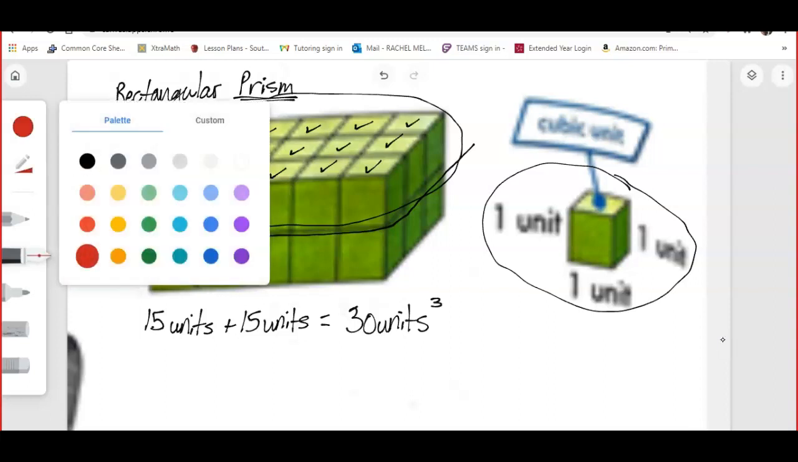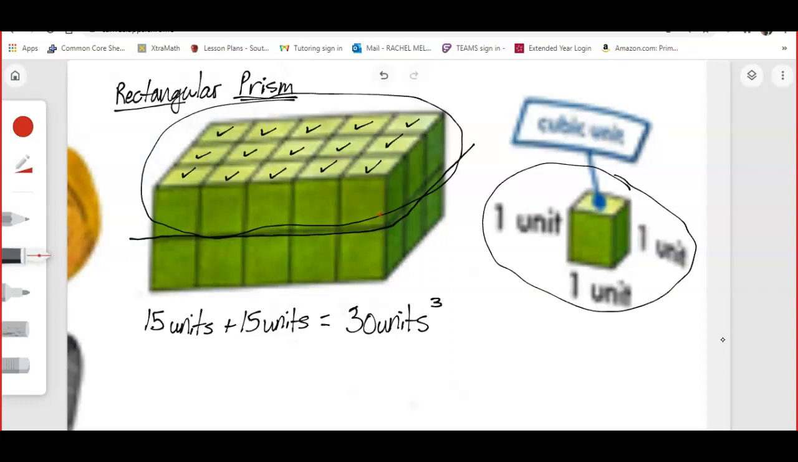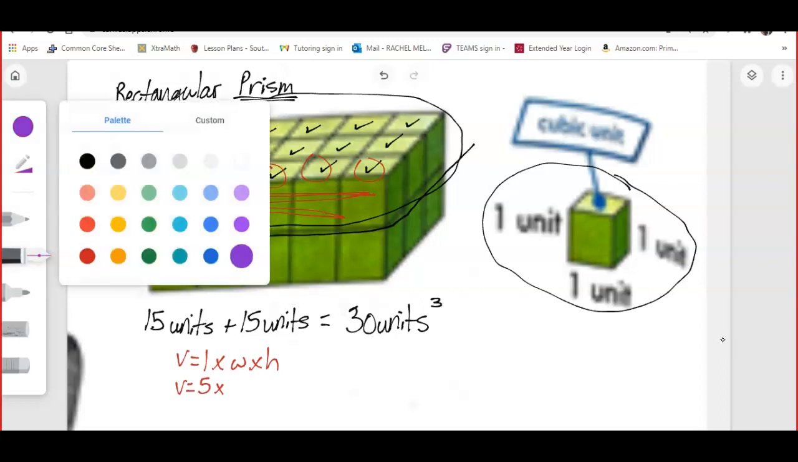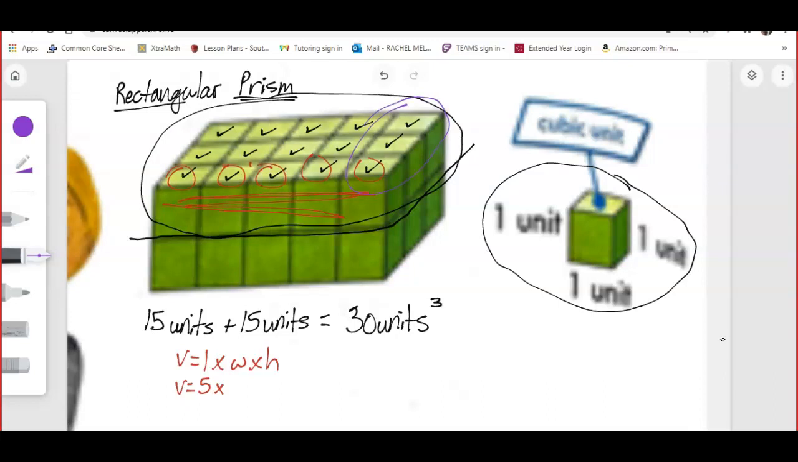So what I could do over here is think just about the length. This is my length. How many units here in my length? Well, there's 1, 2, 3, 4, 5. So 5 in my length. And how many in my width? My width is this. Well, there's 1, 2, 3.